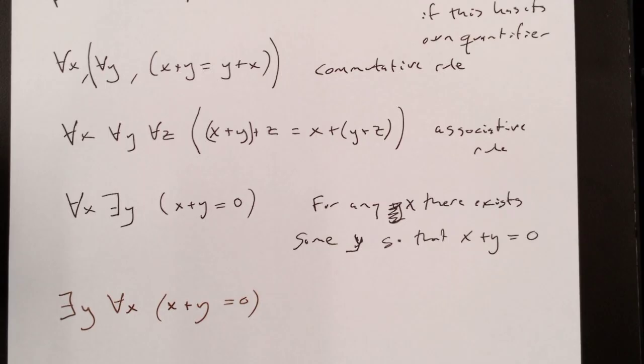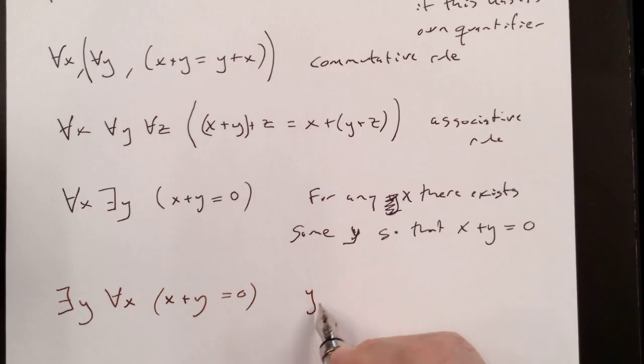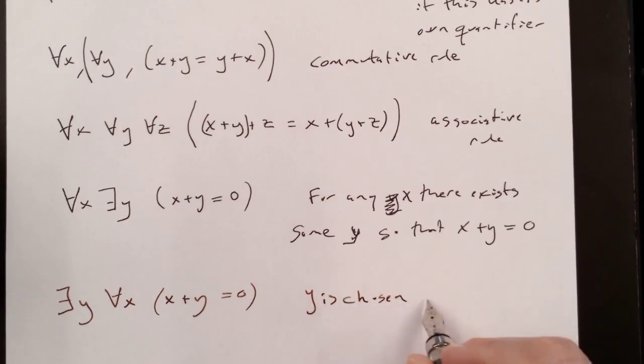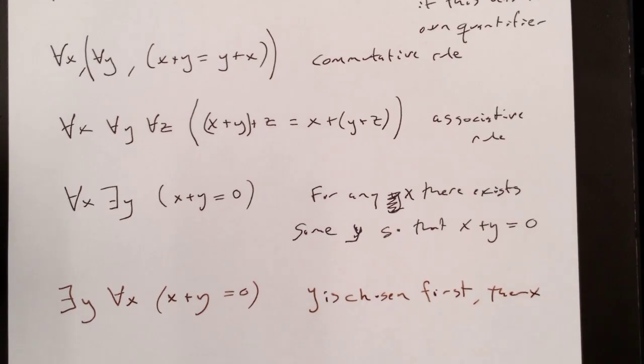So this says there's some y. For any x that you add to it, you're going to get 0. That means there's one number out there that no matter what you add, you get 0. Can you think of any number that you could add whatever you wanted to it and get 0? It doesn't make sense. So the order is important. Here, y is chosen first. Then our x value. And that doesn't work.